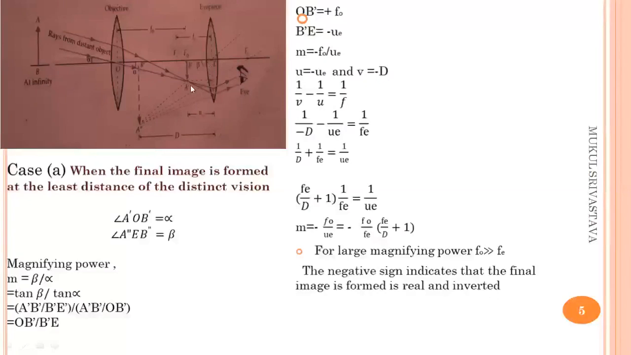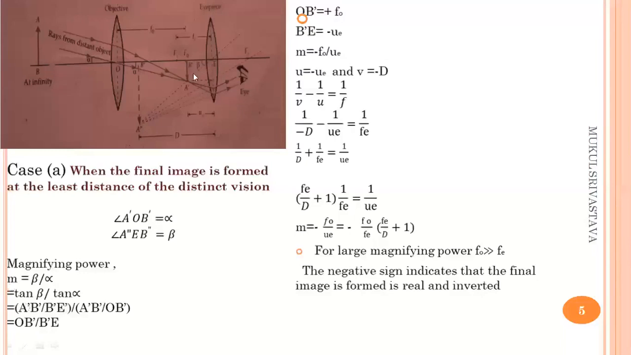So in this triangle A dash B dash E, this image A double dash B double dash subtends an angle at the eye, that is beta again, and so in this triangle A double dash E B double dash equals beta. Now the magnifying power is given by m equals beta upon alpha, that is again equal to tan beta upon tan alpha.